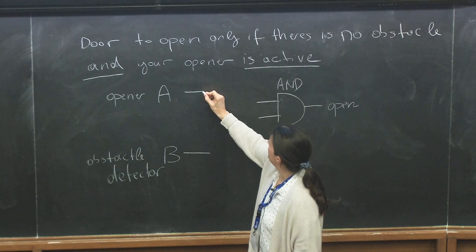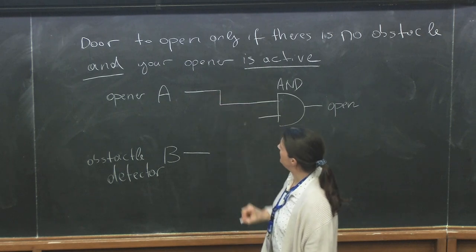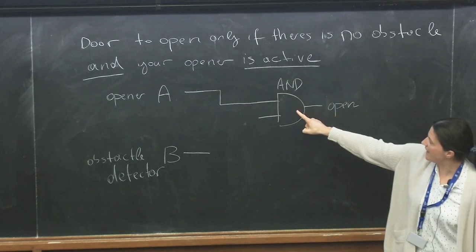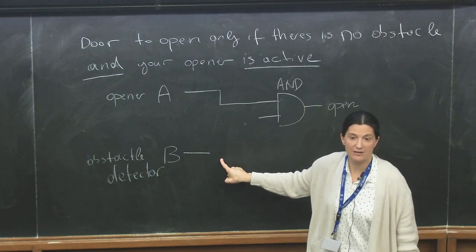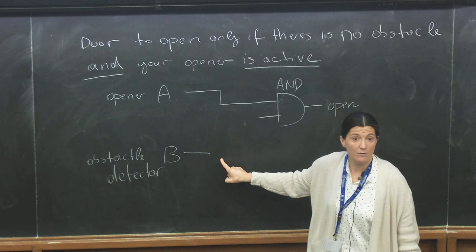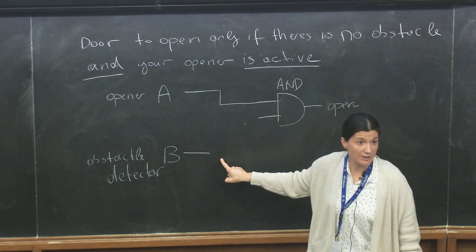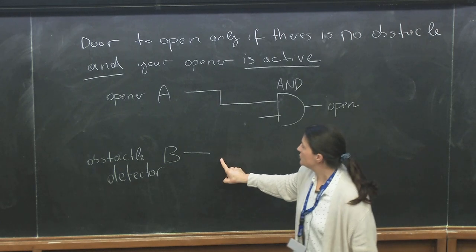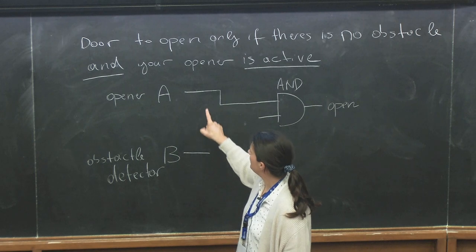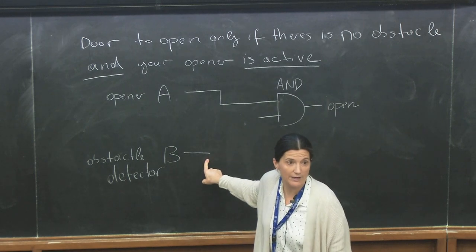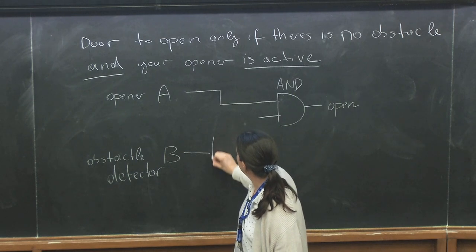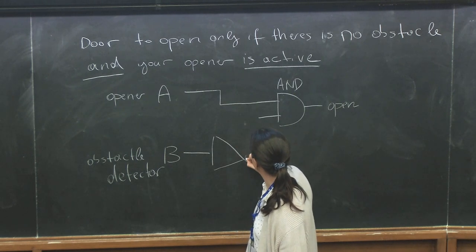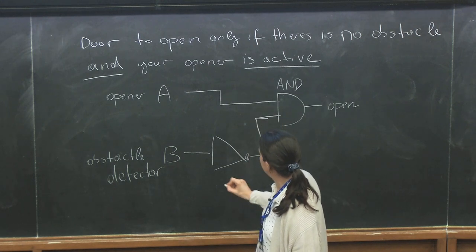So in this way, A is an input I have into my AND gate. But then B, that's your obstacle detector. Typically, your obstacle detector is 0 when there is nothing in the way, and it becomes 1 when there is something in the way. So you only want to open it or close it when there's no obstacle, not when there's an obstacle. So you want here a NOT gate, and you want that to go in here. So this is a NOT.